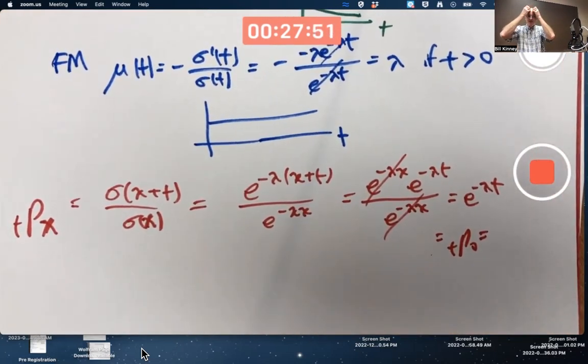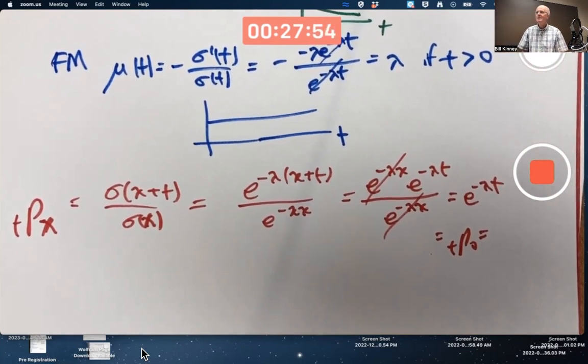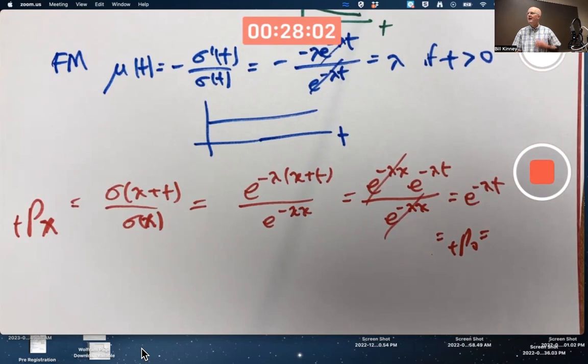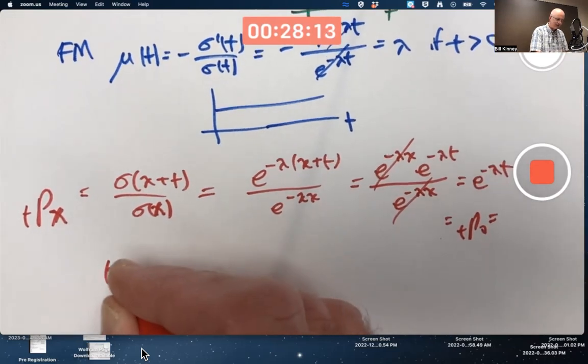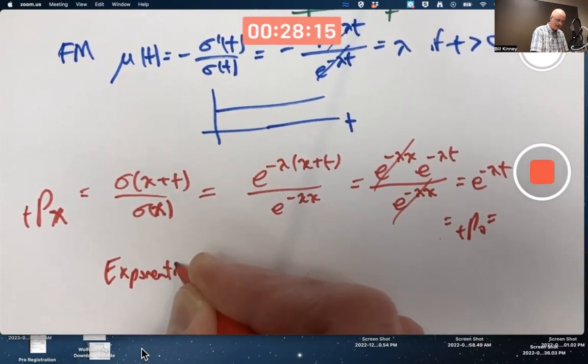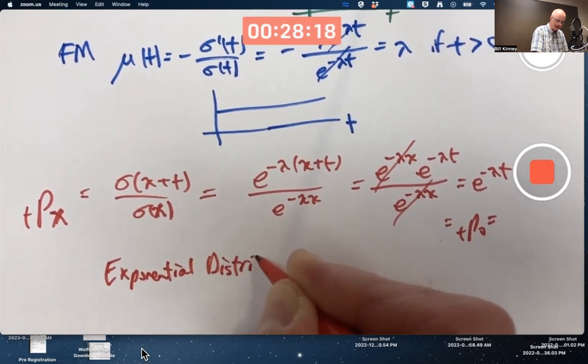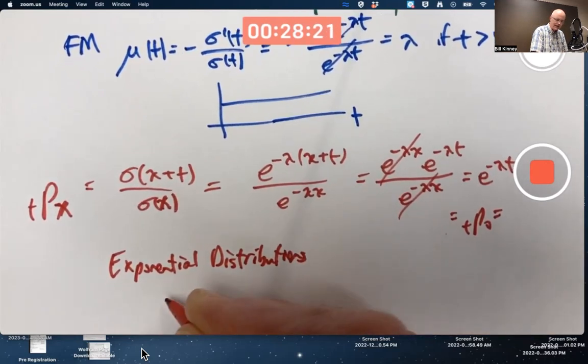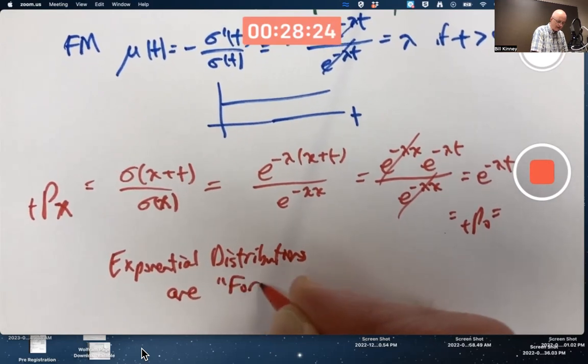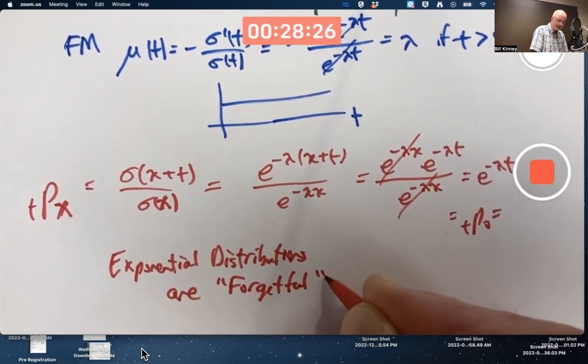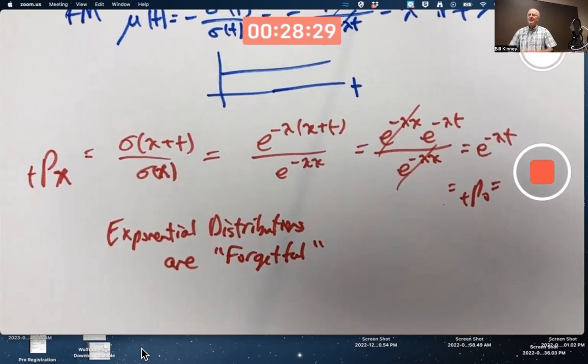For an exponential model, the survival function doesn't depend on the age. That's what I was just saying here with the force of mortality, essentially. This is not typical. This is very special for exponential models. Exponential distributions are said to be forgetful. This is an official term. They are forgetful. They forget what age they are.